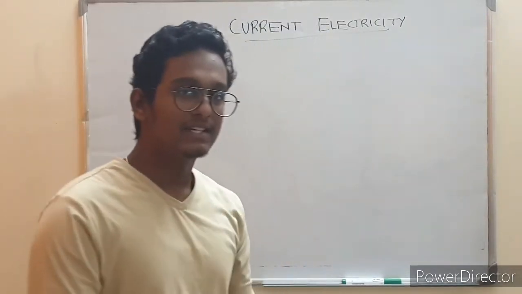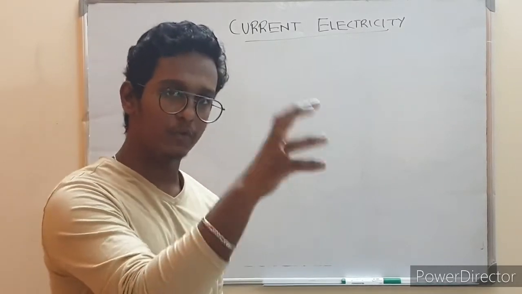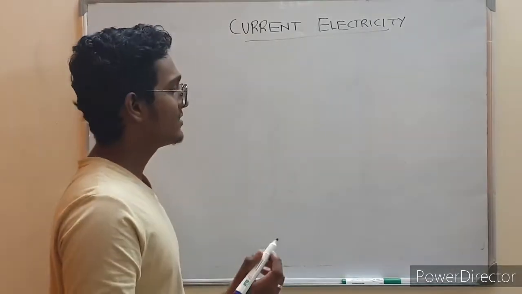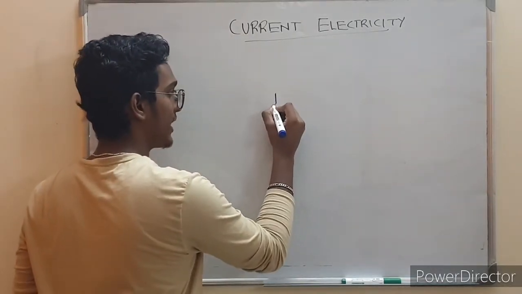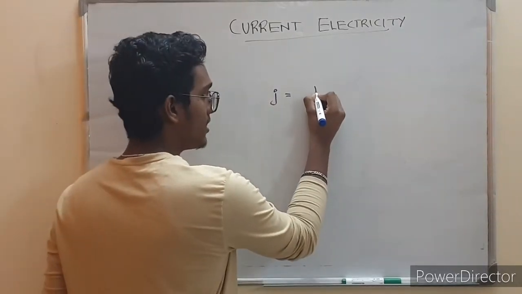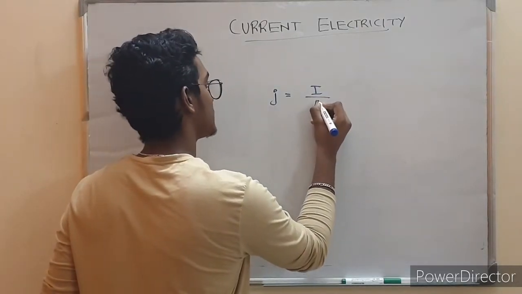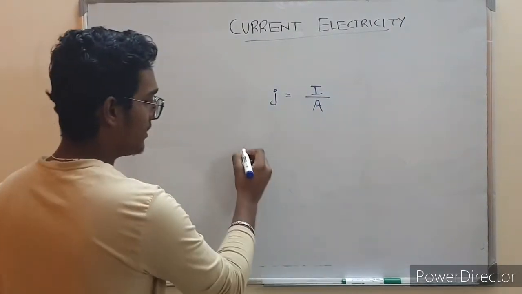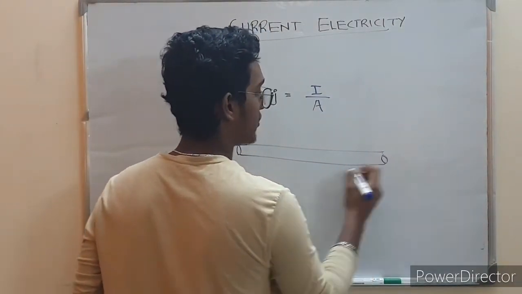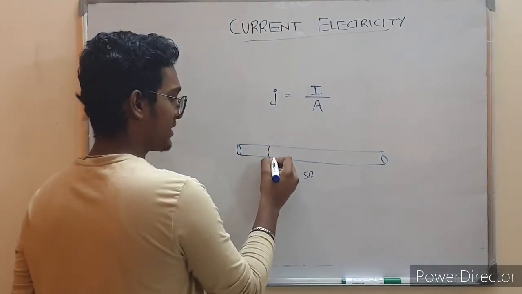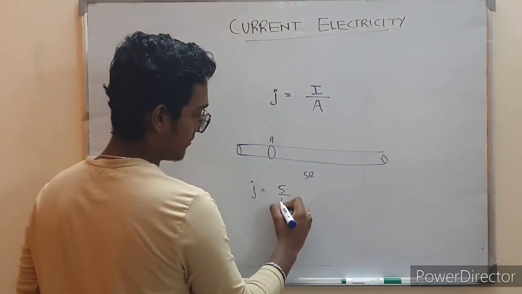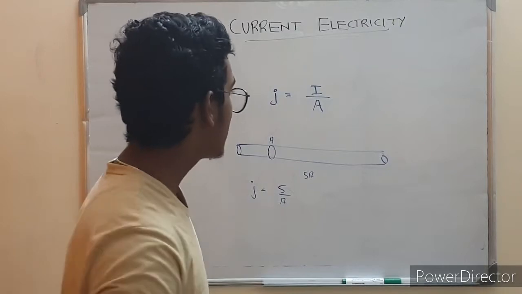So the word density always stands for the total unit you're looking for divided by volume or length or area. Now we're looking at current density, which is denoted by the letter J. And it is the amount of current passing through a unit cross-sectional area. If you're talking about a wire and you have, let's say, 5 amperes of current flowing through it, given the cross-sectional area is A, the current density is going to be 5 divided by that cross-sectional area. So that is current density.